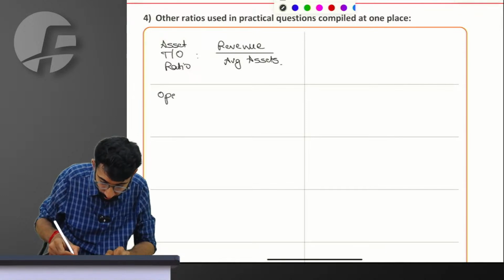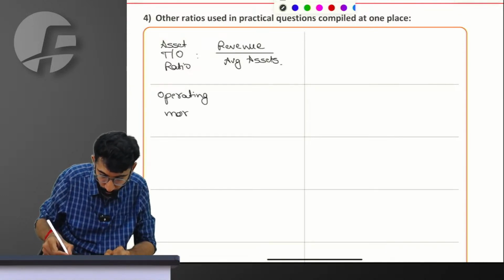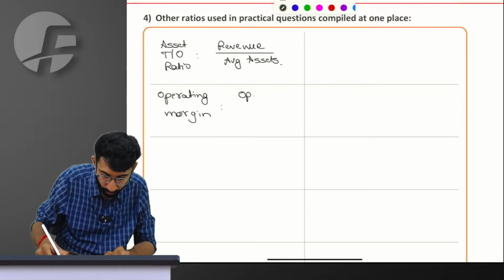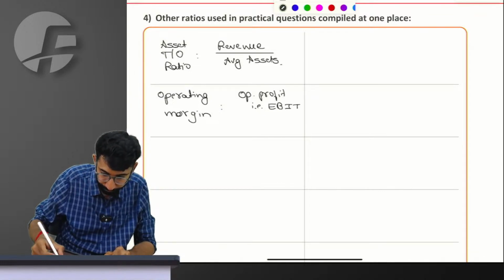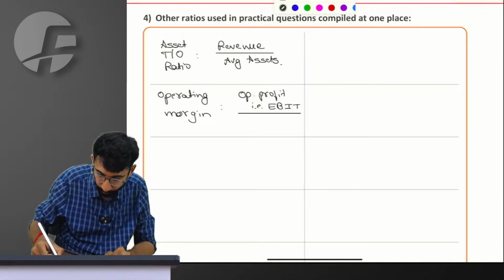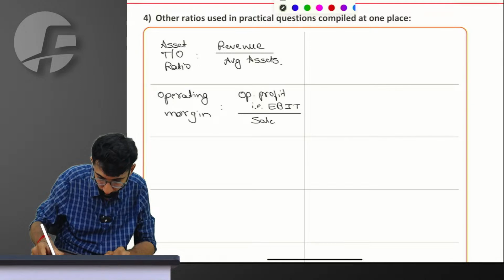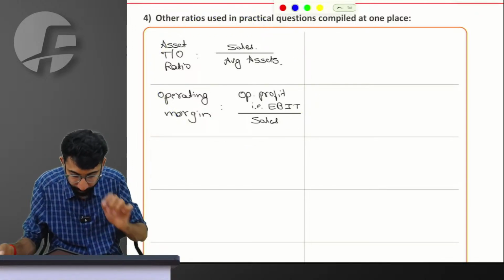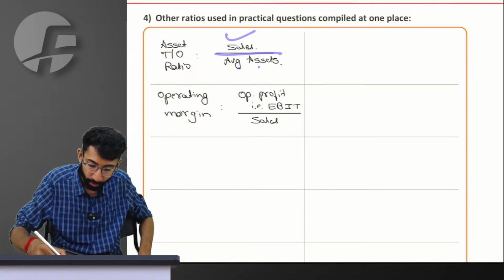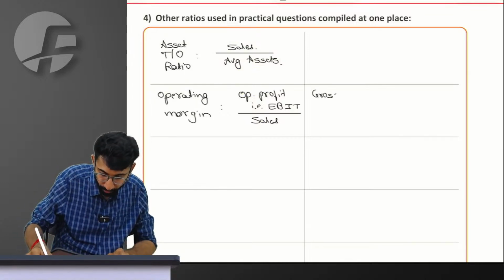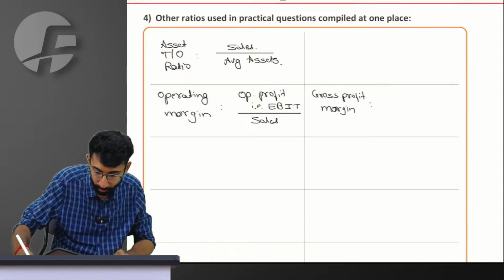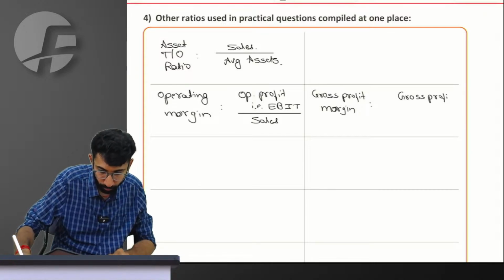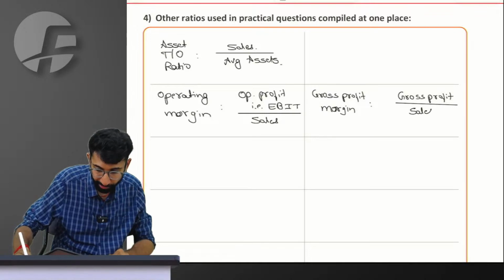Second formula, on the next page, write down operating margin. In fact, let me use the word sales, because the word revenue is not generally used in AFM. So asset turnover is sales divided by average asset, and operating margin is operating profit divided by sales. Now gross profit margin, or the gross margin, will be gross profit divided by sales.